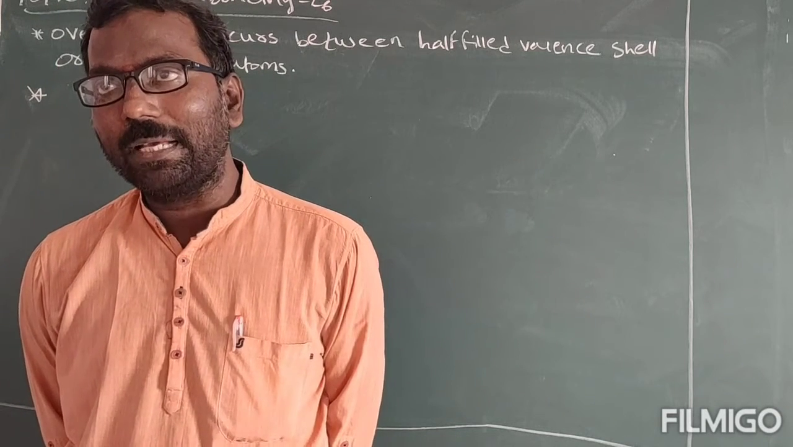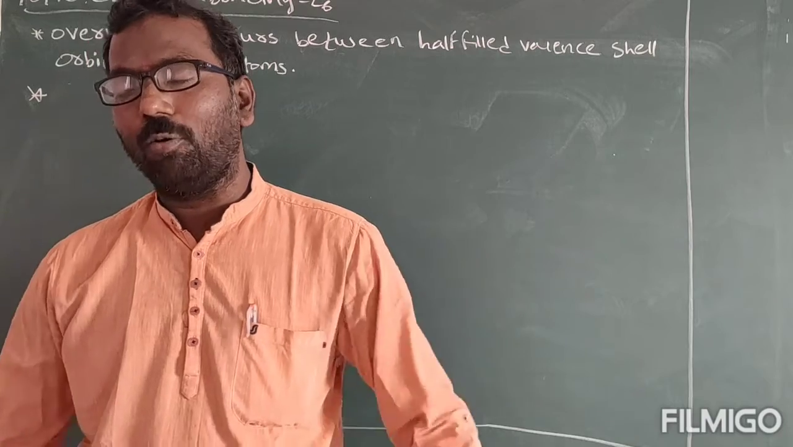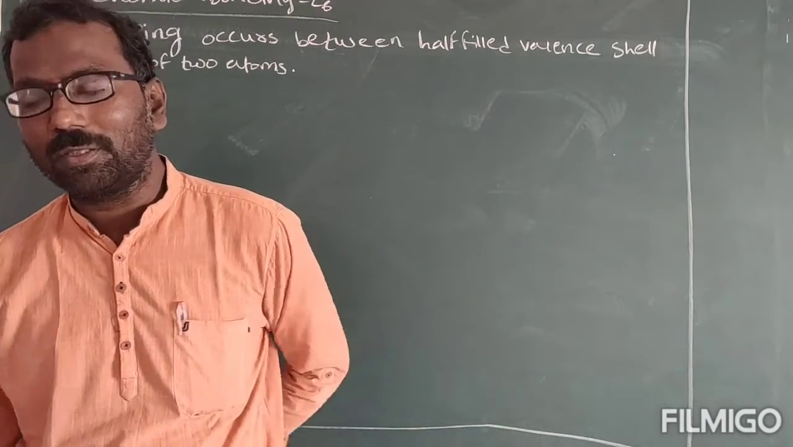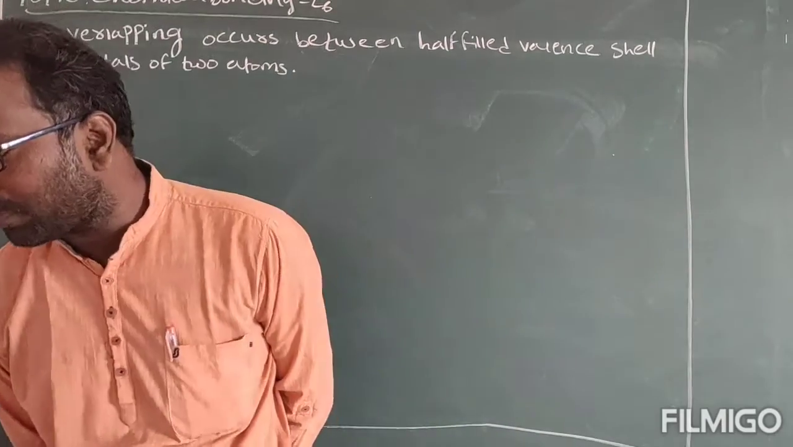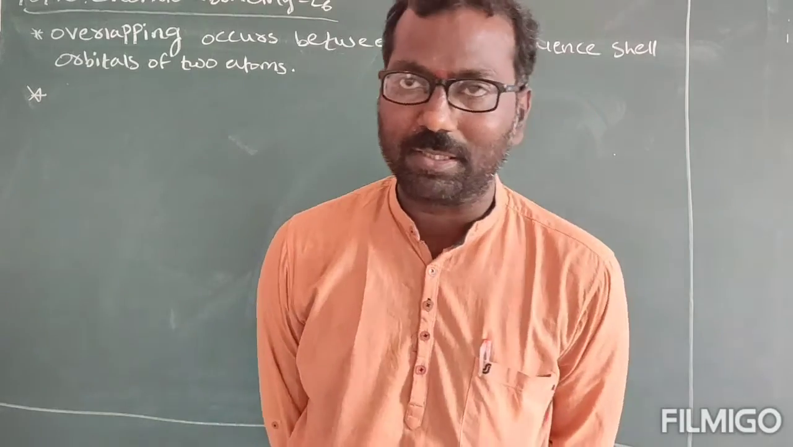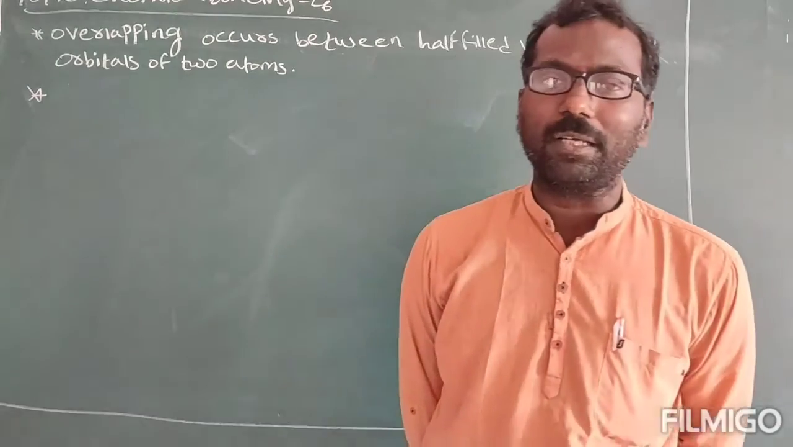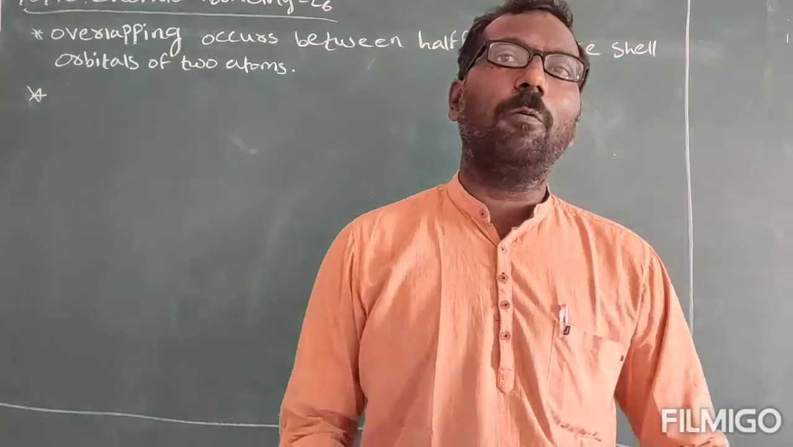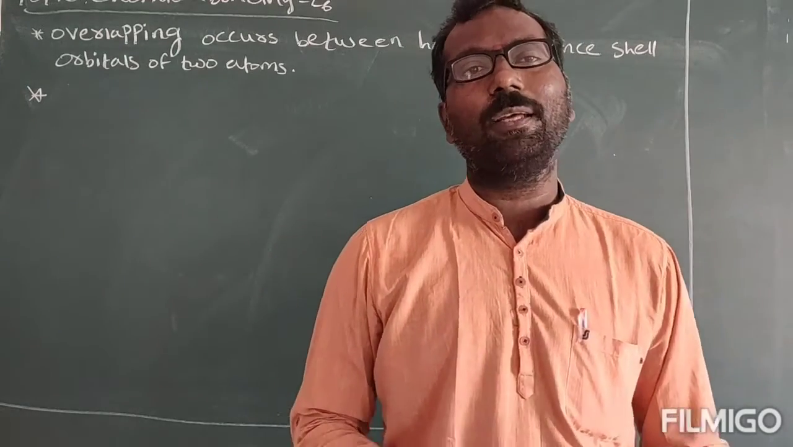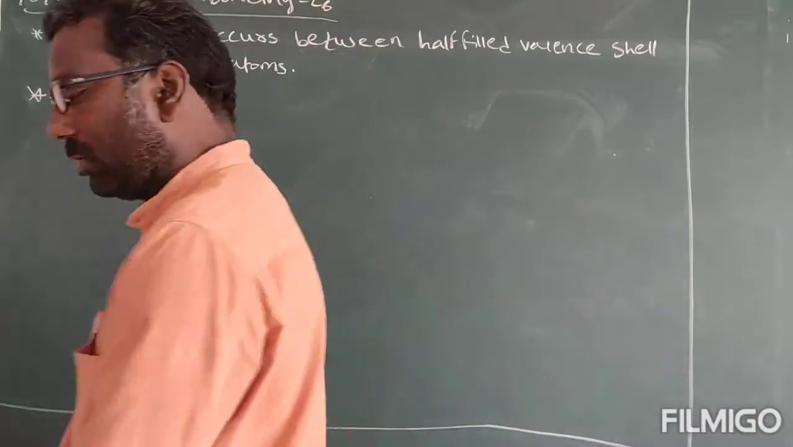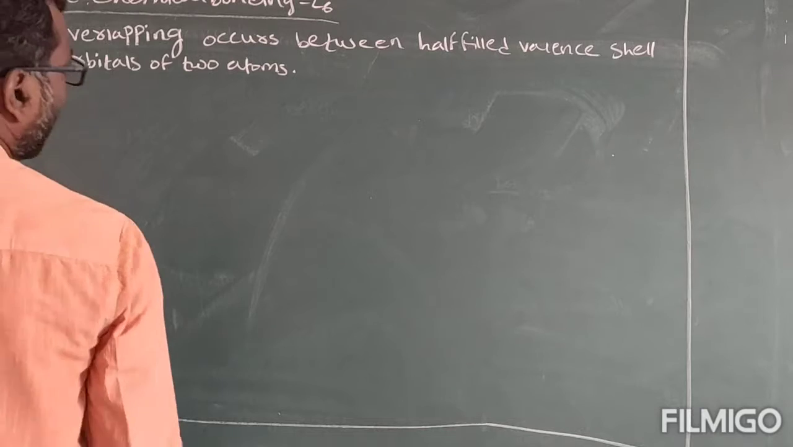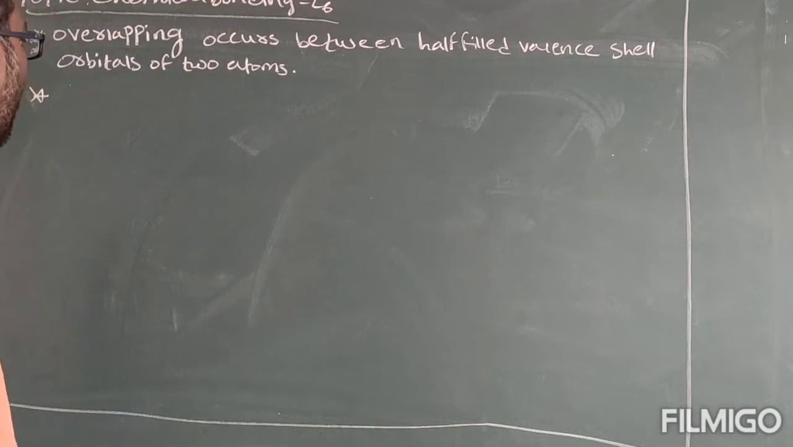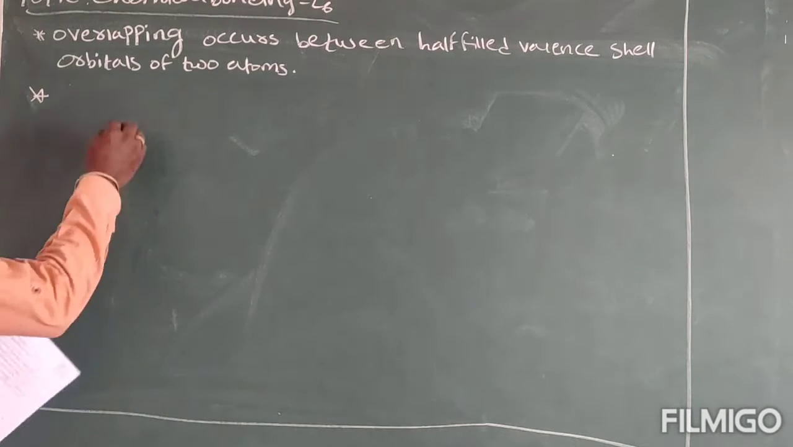When you compare s-s overlap between the 1s orbitals, 2s orbitals and 3s orbitals, the least overlapping is in the case of 3s, and high overlapping is in the case of the 1s orbital. So overlapping occurs between half-filled valency shell orbitals of two atoms.